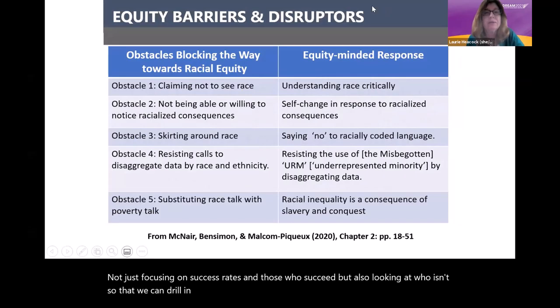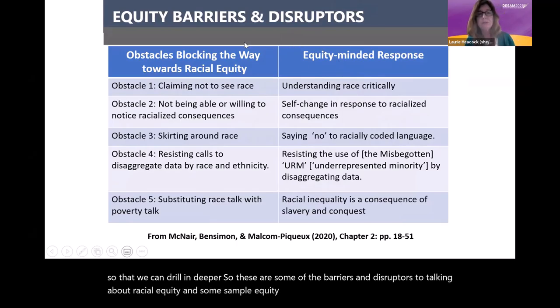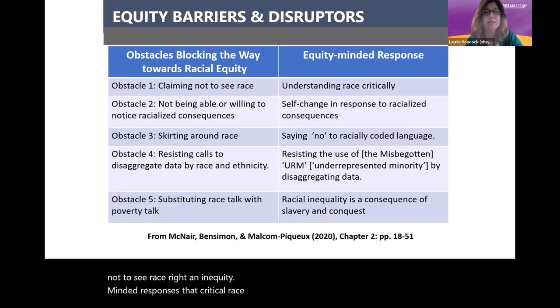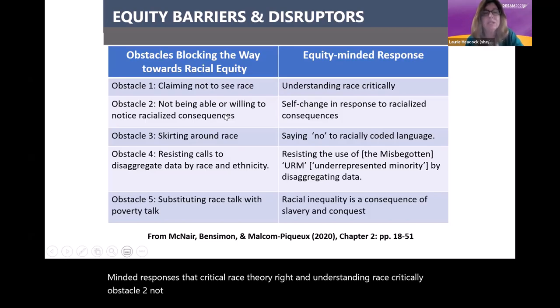So these are some of the barriers and disruptors to talking about racial equity, with some sample equity-minded responses. Some of these clearly map to data work and our work as data practitioners. Obstacle one, claiming not to see race, right? And an equity-minded response is critical race theory, and understanding race critically. Obstacle two, not being able or willing to notice racialized consequences. And obstacle three, skirting around race, right?